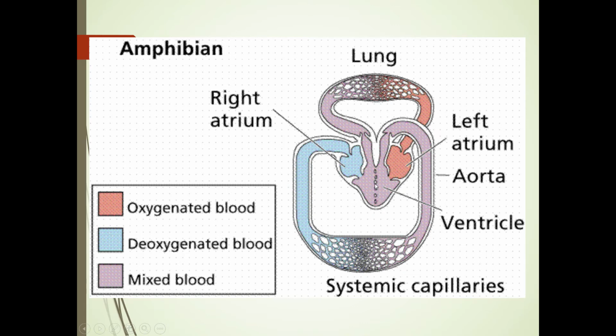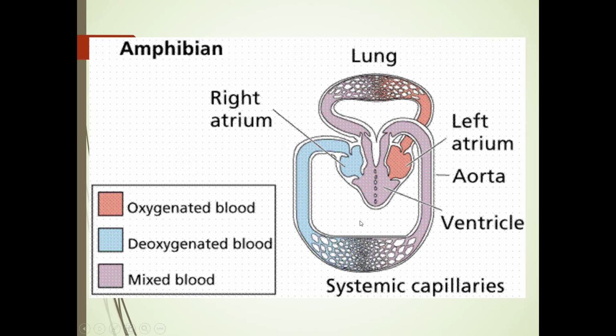But since here they don't have the partition, all blood is mixed up. Then it is sent back to the body. So that is the cycle. This one we call a double circulatory system, because you have a two-way, right? Just now only one way for the fish, but for amphibian it is a two-way.